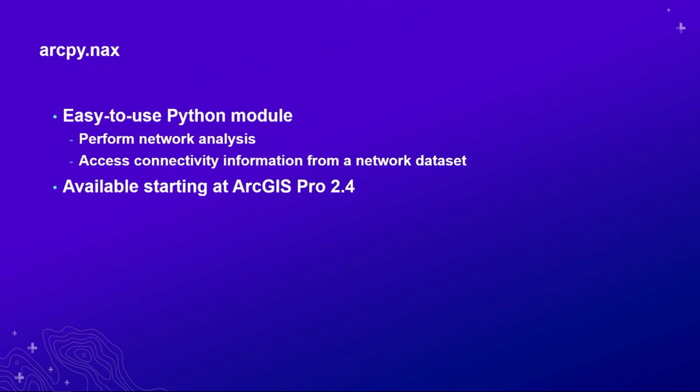The best way to do network analysis with Python in ArcGIS Pro is to use the arcpy.nax module. This Python module provides easy-to-use classes and methods for performing network analysis and accessing the network dataset. This module was added in ArcGIS Pro 2.4, and it's not available in ArcMap.